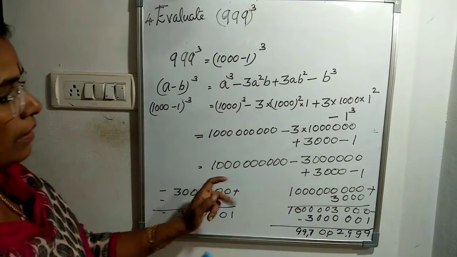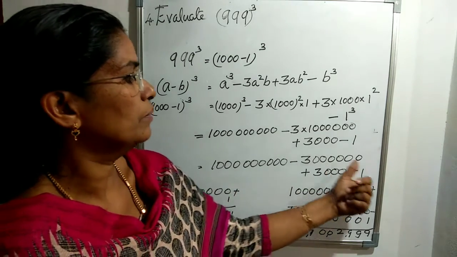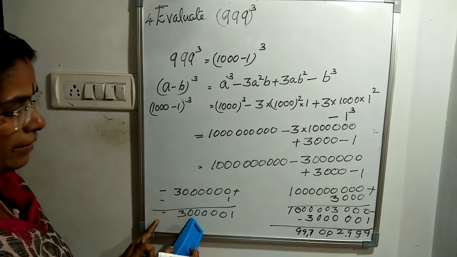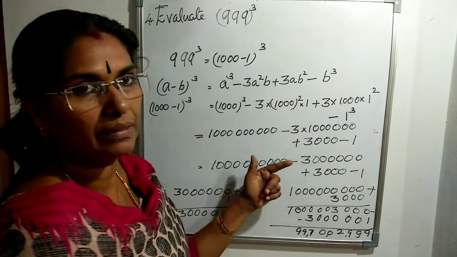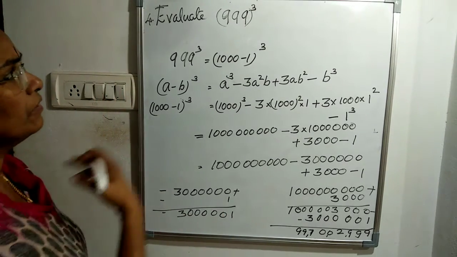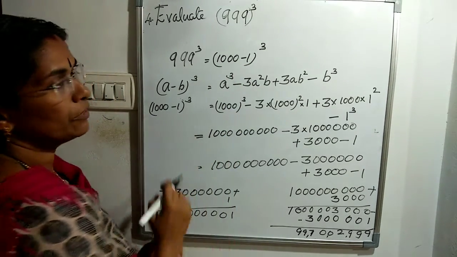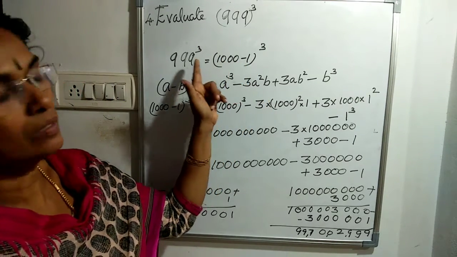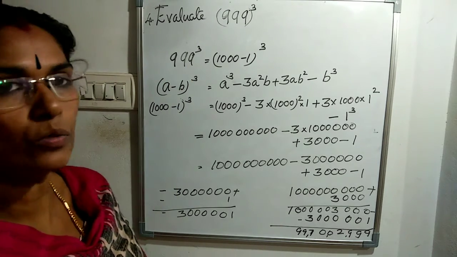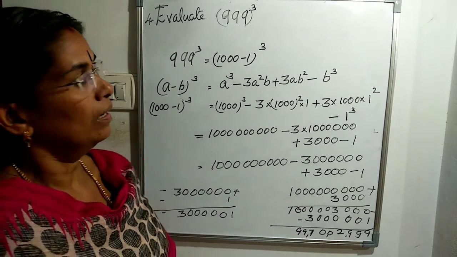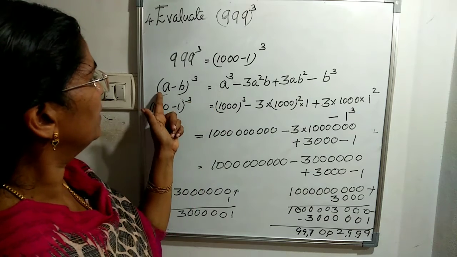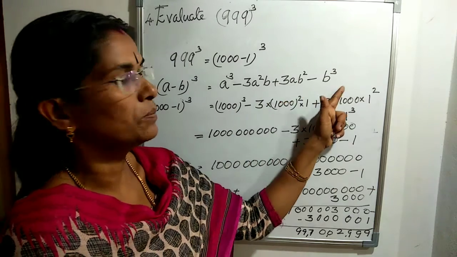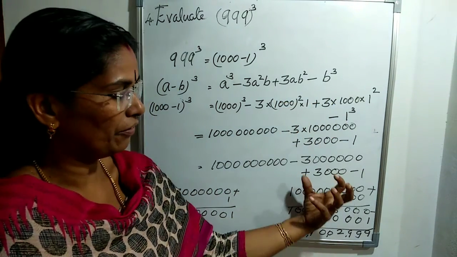Clear this step. Here two terms are positive and two terms are negative. First add both positive terms together and add the negative terms. After that you have to subtract. This is the method. One more time I am repeating. First you have to write, it is in the form a plus b or a minus b. Here it is a minus b form, it is suitable. So we are writing 999 is 1000 minus 1 whole cube. And we are expanding with this identity a minus b whole cube, that is equal to a cube minus 3a square b plus 3ab square minus b cube. This identity we are applying here and finding the value.